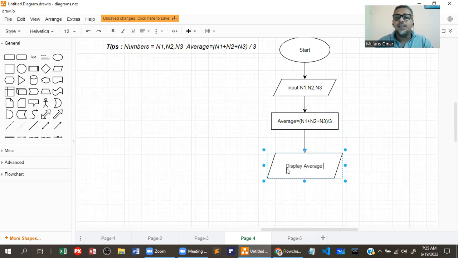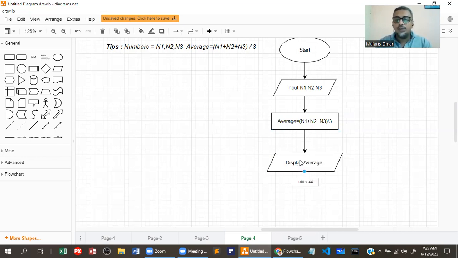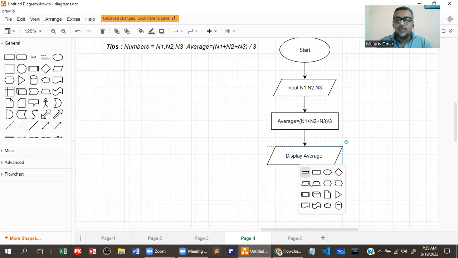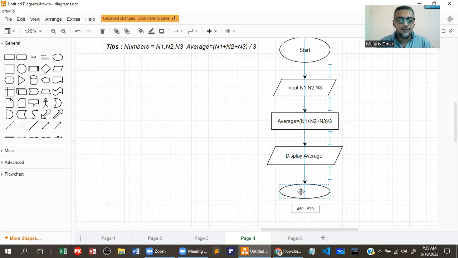Display the average. Okay, so how do you end this one? How do you end the flow chart? You have to use an end symbol. So this is how you end the flow chart. Is that clear now? So very simple one, right? So next one, next question.